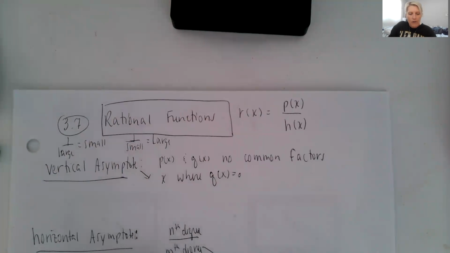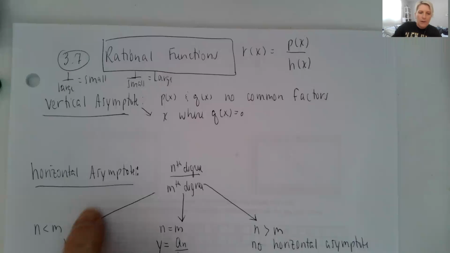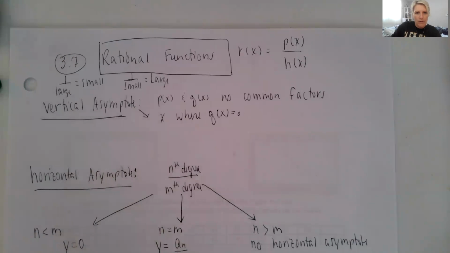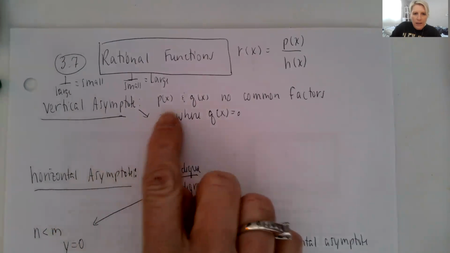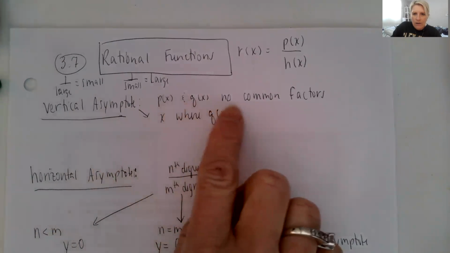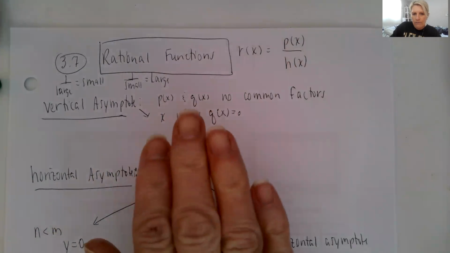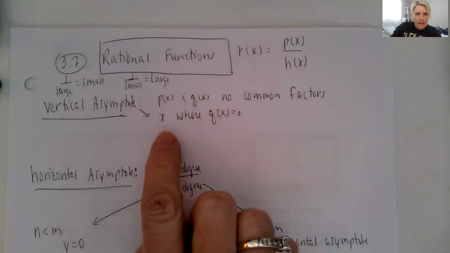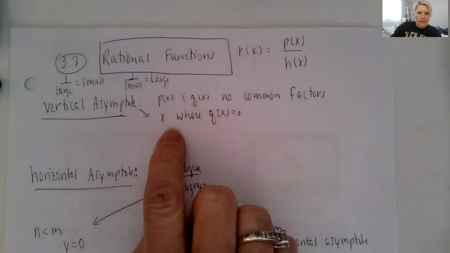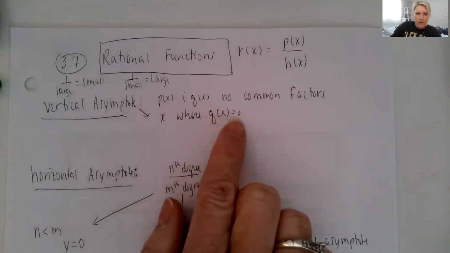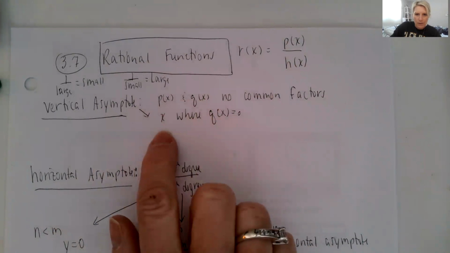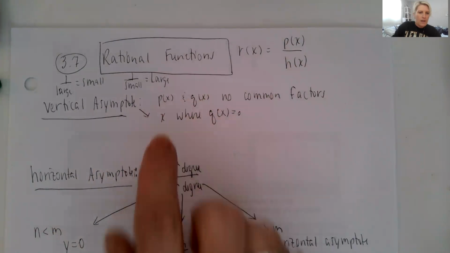So we're going to learn about what's called vertical asymptotes. You may have heard the word asymptote before. So P(x) and Q(x) have no common factor. So that's one thing we're going to establish. And x where Q of x equals 0, that's what our asymptote is going to be, okay?